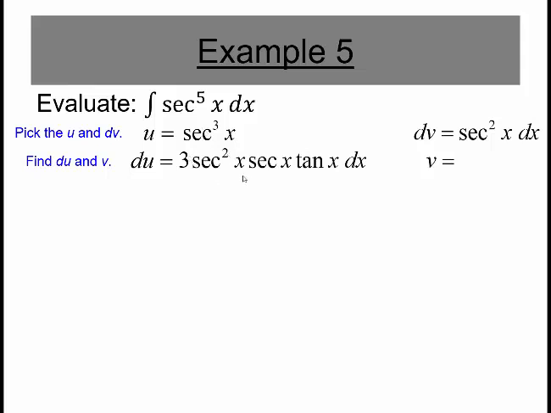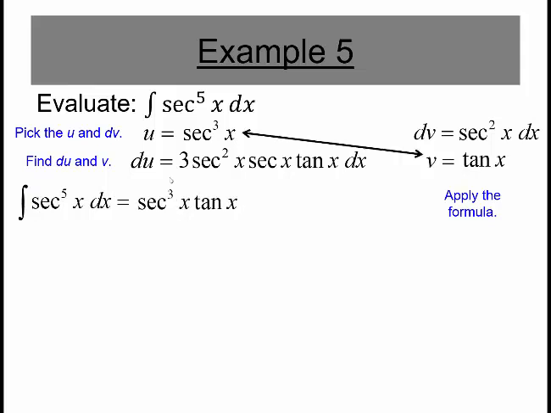That means du, if I take the derivative of secant cubed x, I get 3 secant squared x times secant x tangent x. And the integral of secant squared x dx is obviously just tangent x. So just following our formula now, the integral of secant to the fifth power x dx is u times v, so secant cubed x times tangent x, minus the integral of v du, so minus 3 secant squared x times secant x gets me 3 secant cubed x, tan x times tan x gets me tan squared x dx.